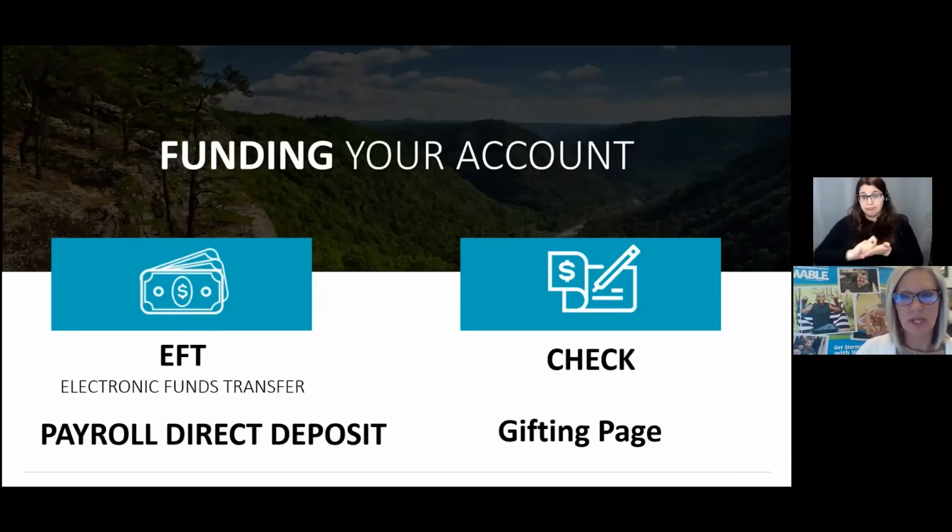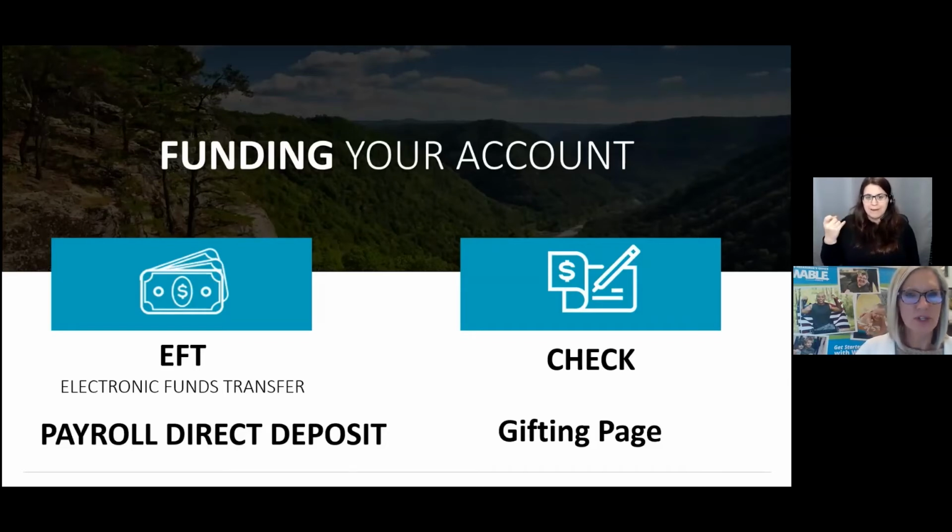A quick note, anytime you mail a check, you will need to complete and include a form that's titled Check Contribution, and that form is available at the Resources tab of the WVABLE.com website. We also have envelopes that are addressed to Stable Account Program Manager. You can reach out to me and I mail those out quite frequently.